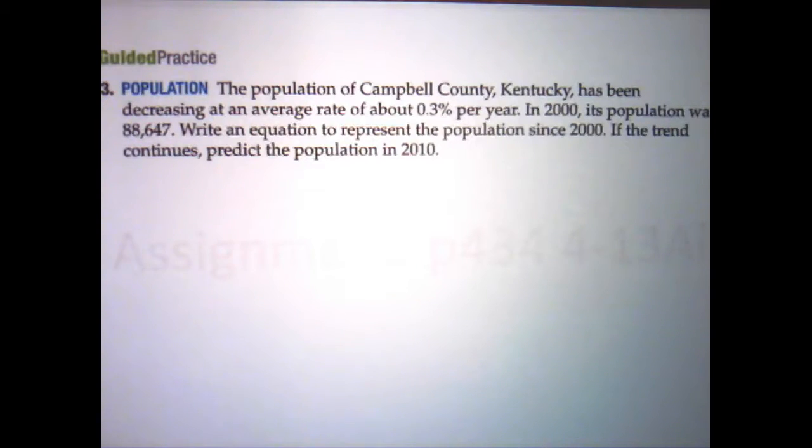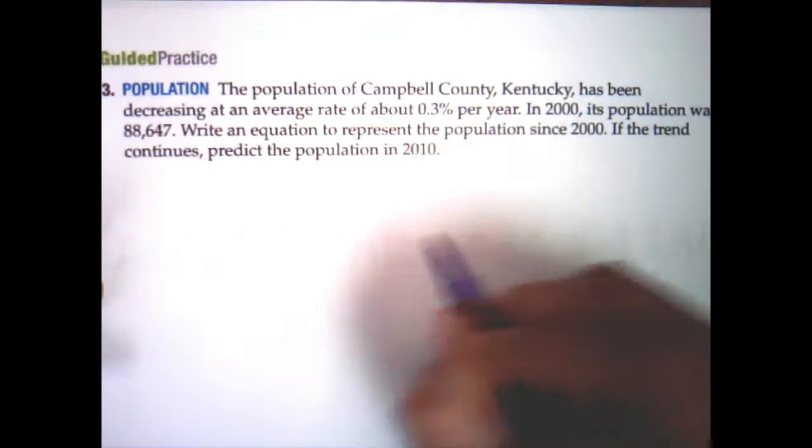Okay, you should be back from trying number 3. The population of Campbell County, Kentucky has been decreasing at an average rate of about 0.3% per year. In 2000, its population was 88,647. Write an equation to represent the population since 2000. If the trend continues, predict the population in 2010.